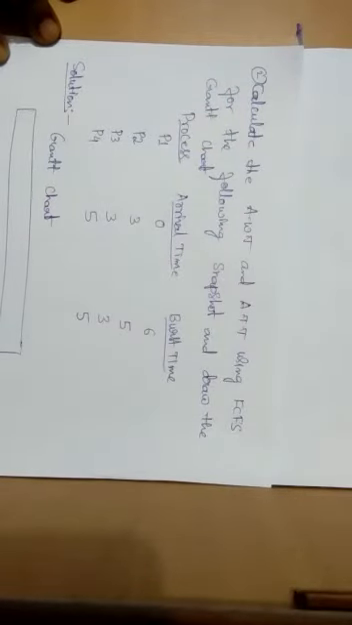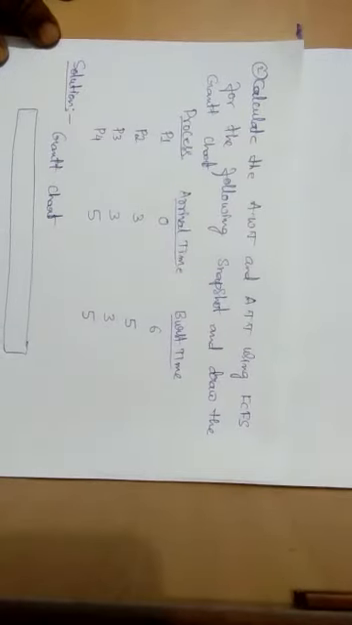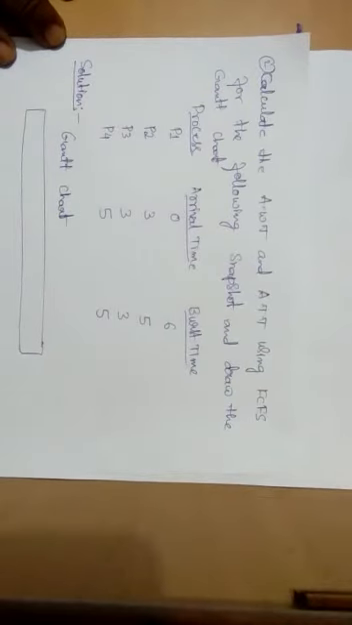Calculate the average waiting time and average turnaround time using the first come first serve algorithm for the following snapshot and draw the Gantt chart. So here we are going to have a process listed, arrival time is given and burst time is given. So let's draw the Gantt chart.